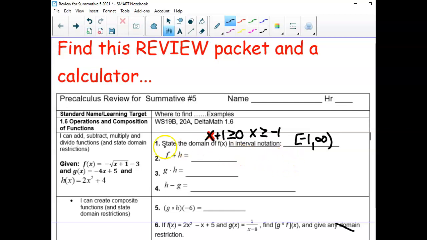All right. Then it says we're supposed to add f and h. Yeah, that's a mess, isn't it? Negative square root of x plus 1 minus 3 plus 2x squared plus 4. Not much we can simplify there. What's the only thing we can combine? Yep, negative 1 and positive 4 back here are like terms.